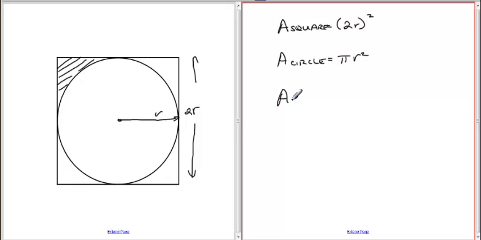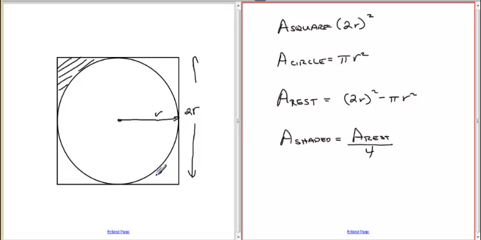So the area of the rest, meaning these four corners, is equal to the area of the square minus the area of the circle. So that gives us 1, 2, 3, 4 areas. To find the shaded area, you have to take the rest of the area that's left over and divide by 4 because these are all the same size and shape, they're just oriented differently. So if you plug all that stuff in, you'll get the answer. So you plug that into what you've already done here.